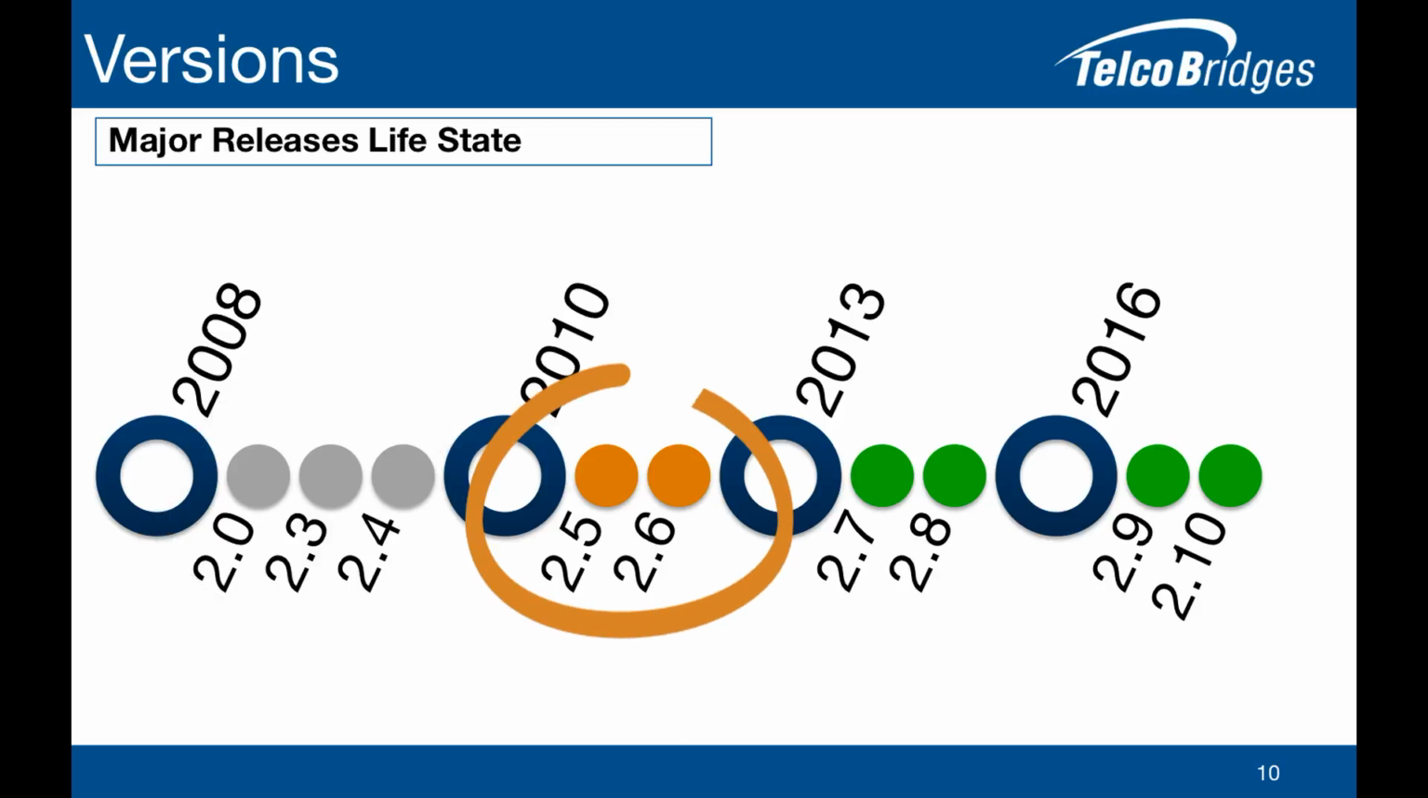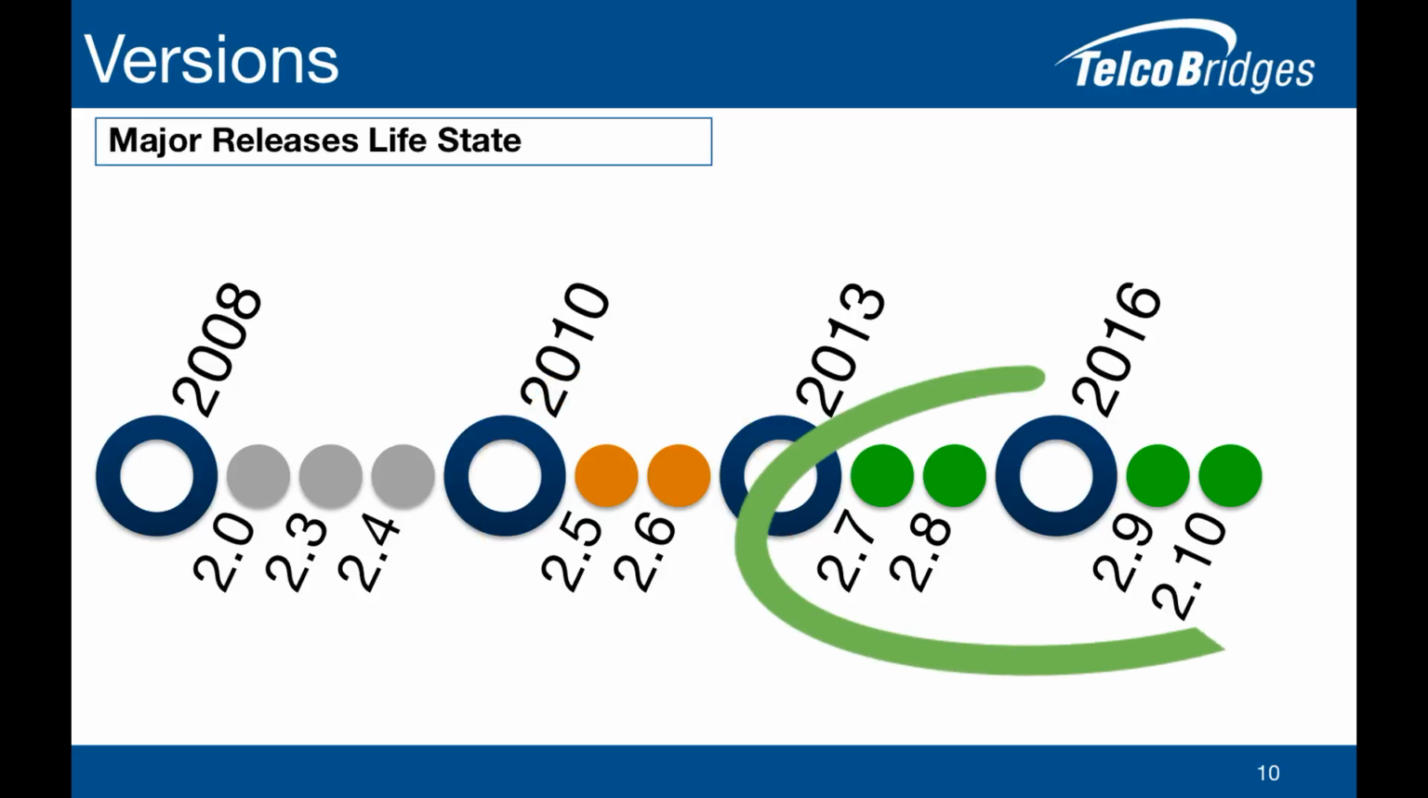The orange major releases, 2.5 and 2.6, are at near end of life. TelcoBridges has stopped doing fixes for those releases, but still supports customers with those versions. Finally, the green major releases from 2.7 to 2.10 are fully supported, and TelcoBridges can still perform fixes on each of those major branches.